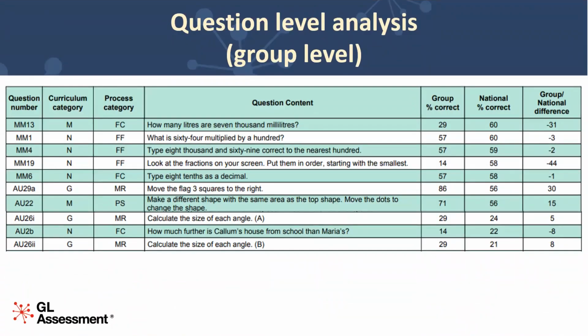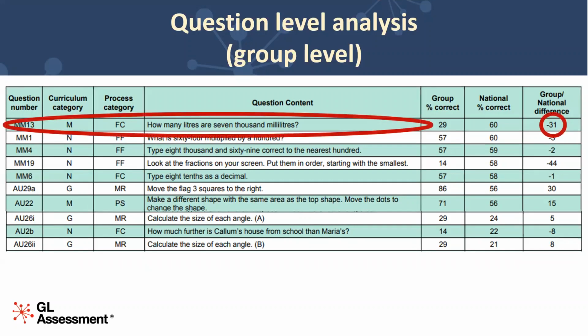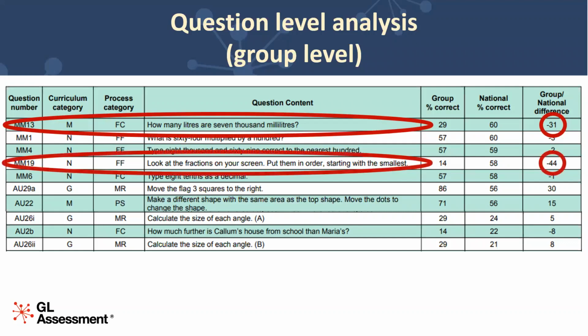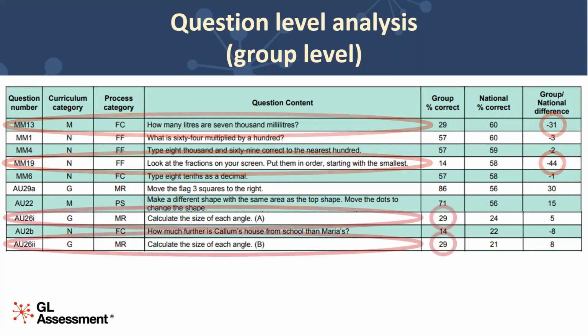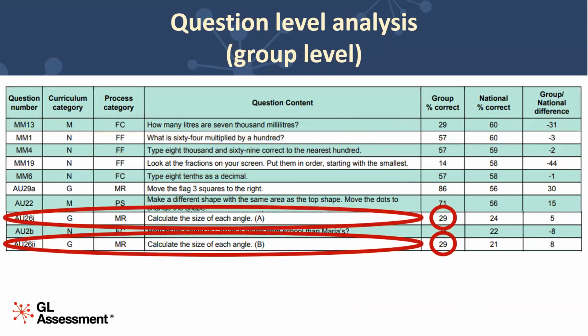You don't have to worry about learning all those codes, however. The table includes question content for your reference. In this example, we can identify that converting between units of measure and ordering fractions are two areas that this particular group found more tricky than the national sample. Although two questions relating to calculating the size of angles were answered incorrectly by the majority of the class, this need not be as great an area of concern, where the difficulty of these questions would appear to be higher based on the national sample success rate.